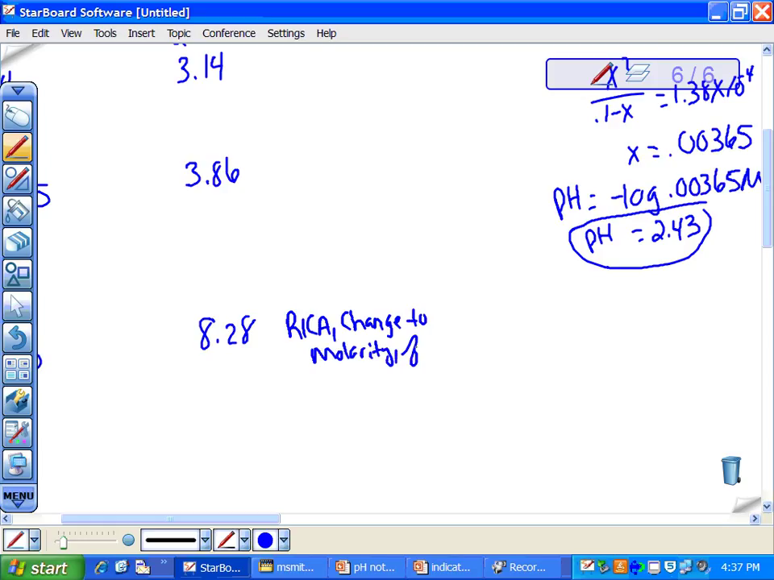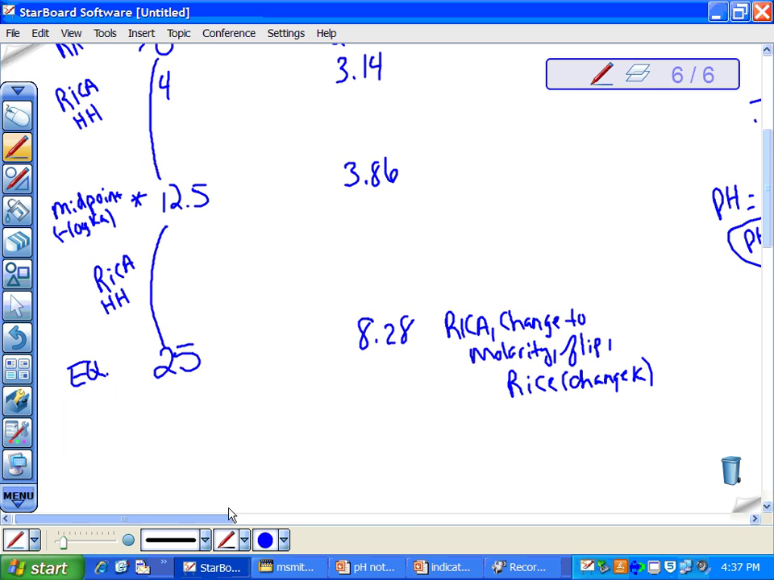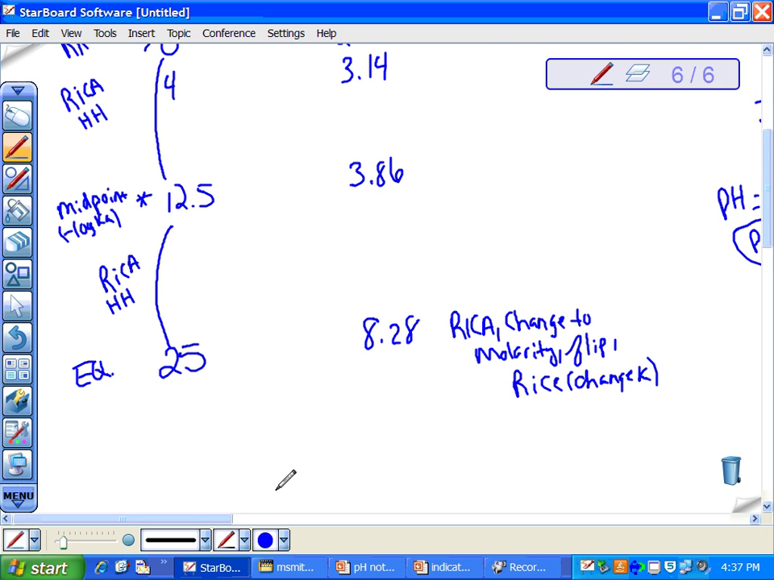You had to flip the equation, and then you had to RICE. And when you RICE, you change your K value. So it's the ugliest thing. Here, RICA, change to molarity, flip the equation, RICE it with the changed K, and then you'll just take the negative log of whatever you've got. So it's the ugliest point that you've got.